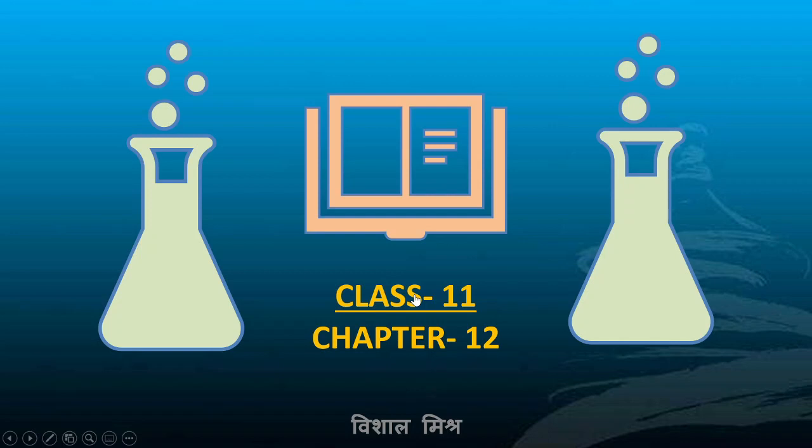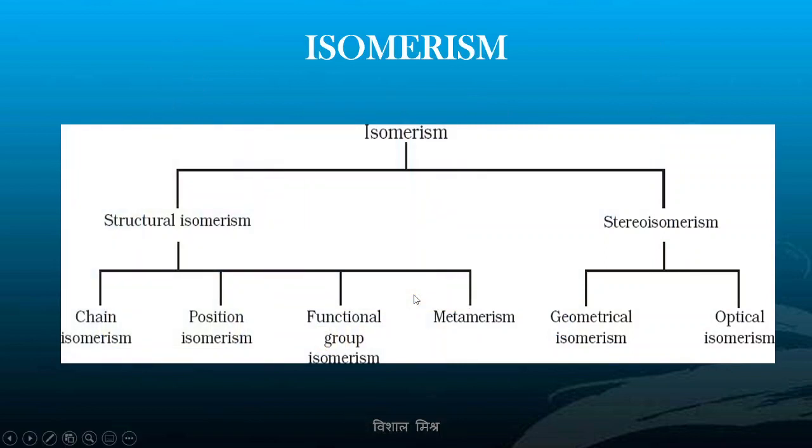Today in this video we will be learning about the different types of isomerism. What is isomerism? So let's start here. Now, isomerism is basically of two types: structural and stereo. About structural isomerism, you have learned the basics in class 10. Today we will be learning about the deeper aspects of this isomerism.